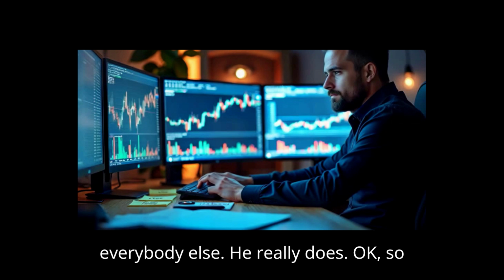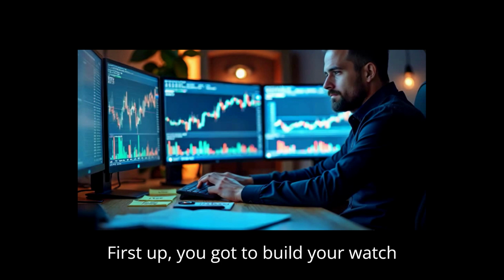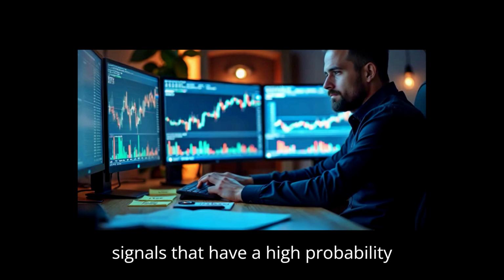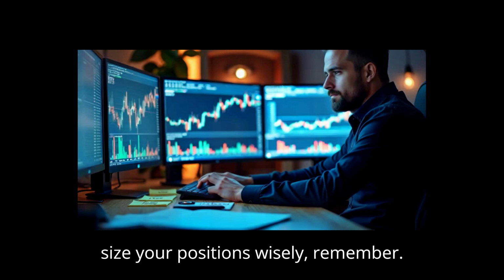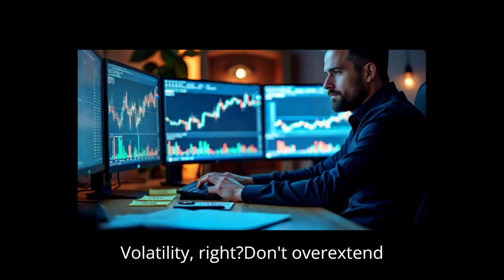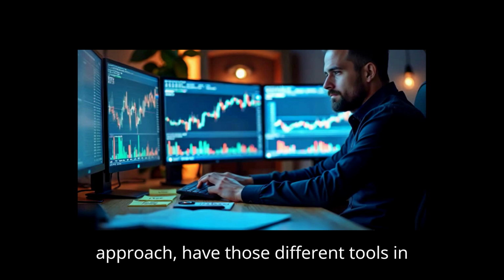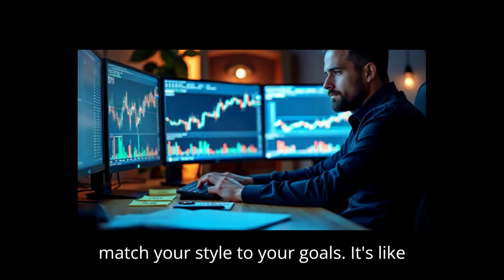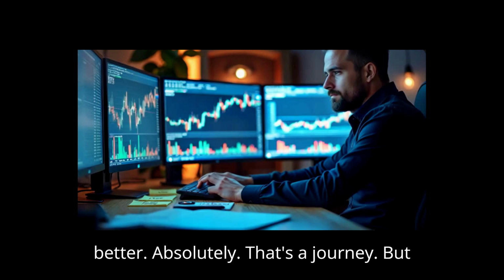It really does. So let's do a quick recap of the five steps. First up, you've got to build your watch list in those liquid markets. Find those signals that have a high probability of being good trades. You size your positions wisely. Remember volatility. Don't overextend yourself. Don't put all your eggs in one basket. Exactly. You diversify your approach, have those different tools in the toolbox, and then finally, you've got to match your style to your goals. It's like this treasure map. It's a trading journey.